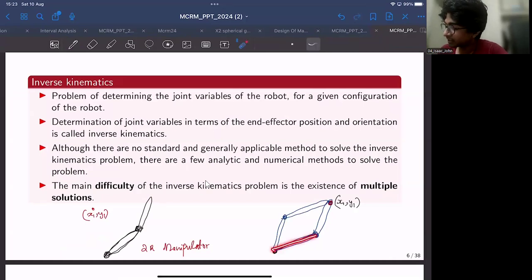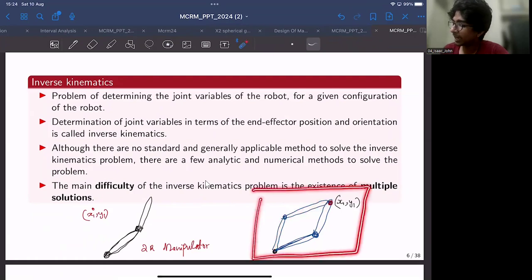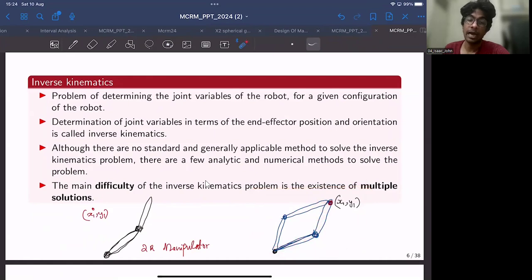So the first solution is like this. The second solution is like this, right? So a manipulator having only 2 degrees of freedom has 2 solutions. And in the case of a manipulator having more than 2 degrees of freedom, maybe 4 or 5 or 6 degrees of freedom, it can have multiple inverse kinematic solutions for a specific pose, or a specific position and orientation of the robot. So it would be very difficult to track all these solutions simultaneously. So yeah, we typically encounter these difficulties in the inverse kinematics problem.